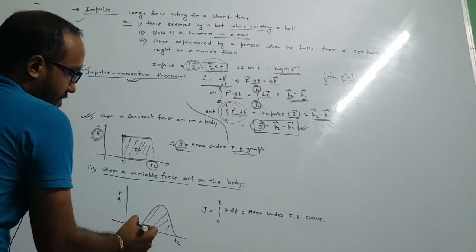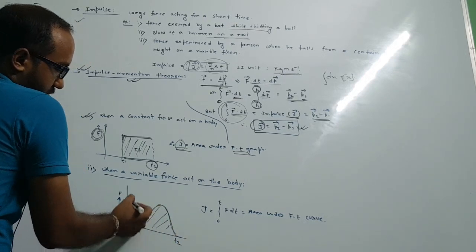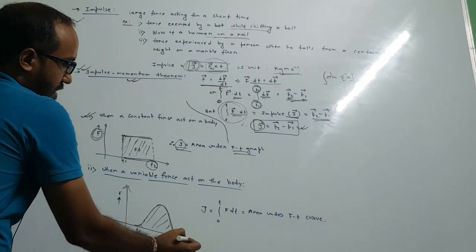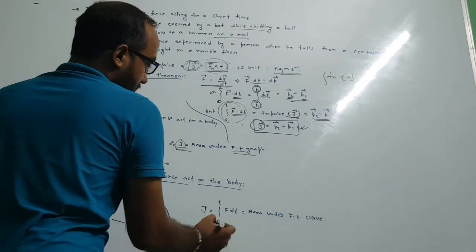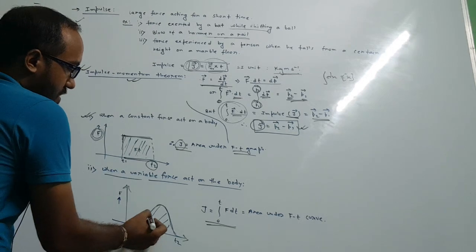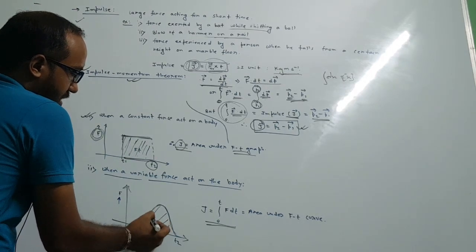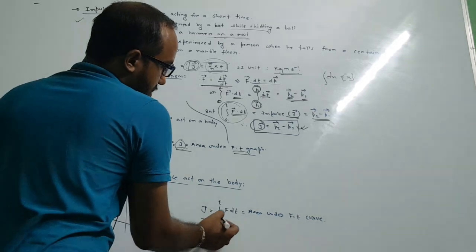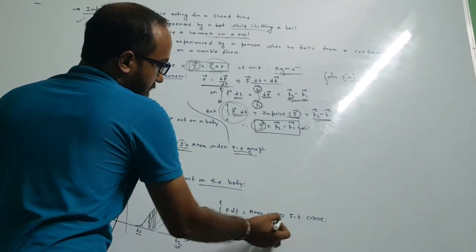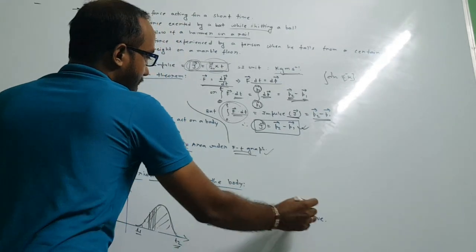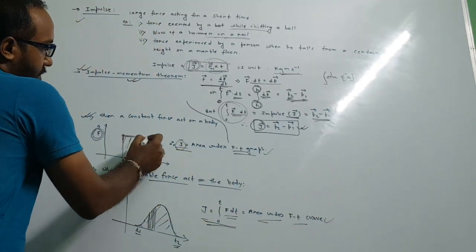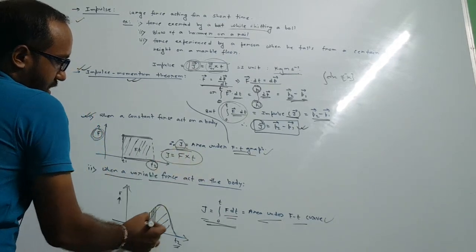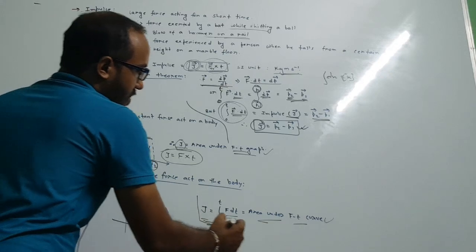Now if the force is variable, see here in this graph we can see that the force is variable. So how to find out in a variable force time graph? Just simply do the integration, because integration is the sum of all the rectangles from T1 to T2. So J is integration 0 to t of f dt, that is area under the F-t graph. Both of them are actually same. Here we have constant force, so simply we can multiply F into t to find out the impulse, but here force is variable, that's why we have to apply integration.